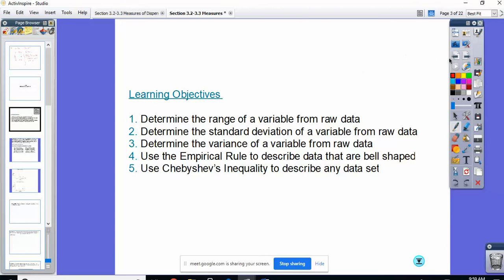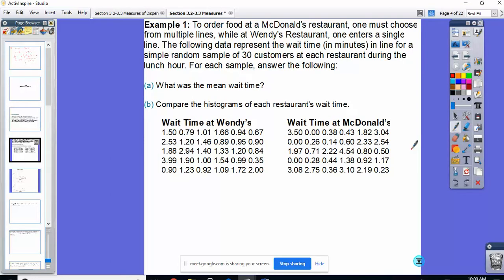We were talking about measures of central tendency, which is how to find the middle of data. Now we're looking at measures of dispersion, which is basically how spread out is our data. So we're going to start with an example.